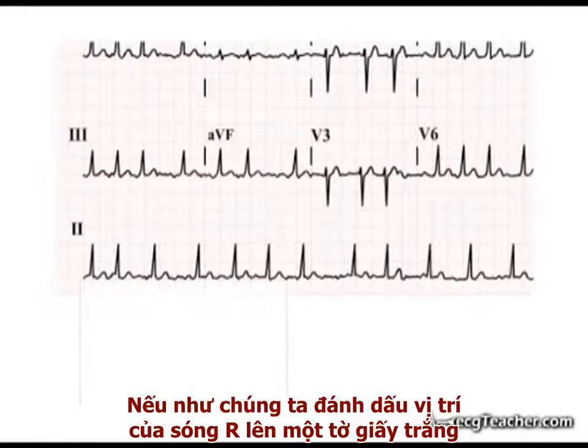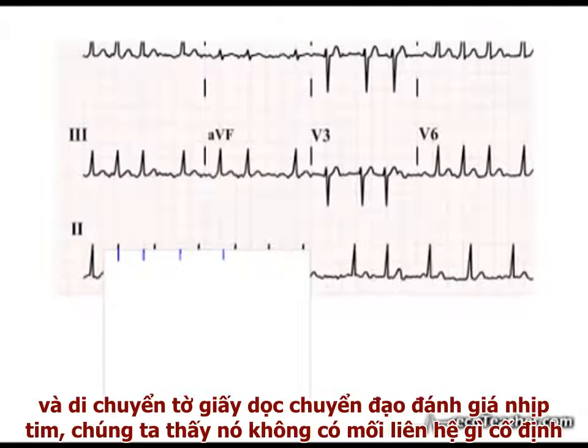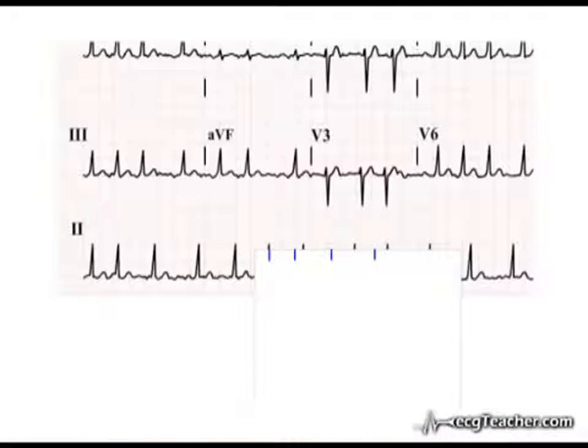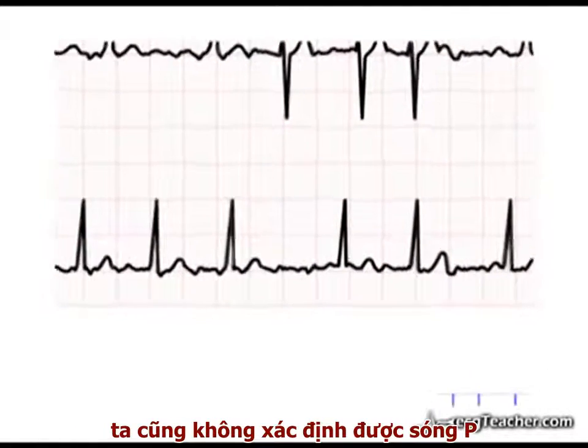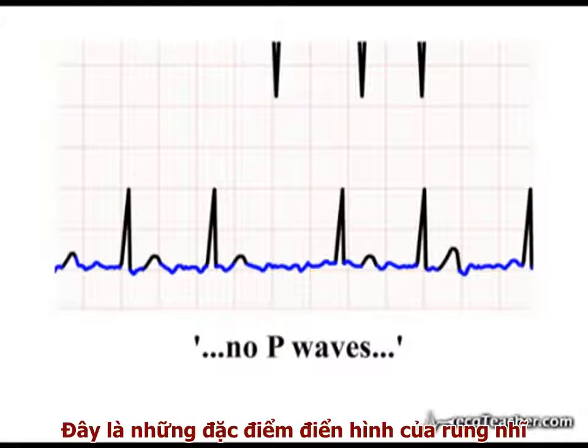If we mark out a set of R waves on a piece of paper, moving along the rhythm strip, we find no fixed relationship between episodes of ventricular depolarization. Furthermore, there are no identifiable P waves. These are the characteristic ECG findings in atrial fibrillation.